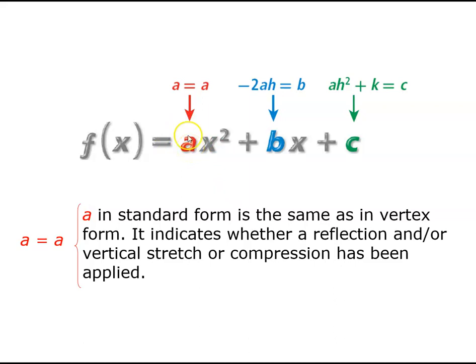If it is positive, the parabola opens upward. If it is negative, downward. It also reflects the vertical stretch or compression that has been applied there as well. If a is smaller, the parabola opens wider, or it will just shrink. So we have the shrink and then the stretch.